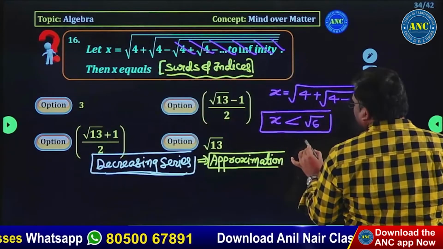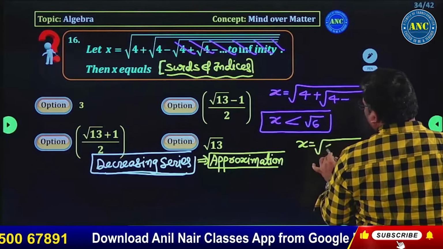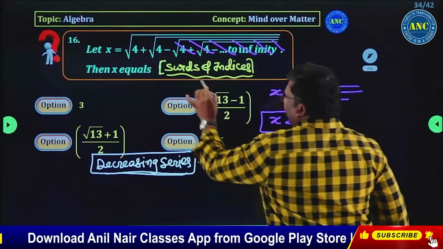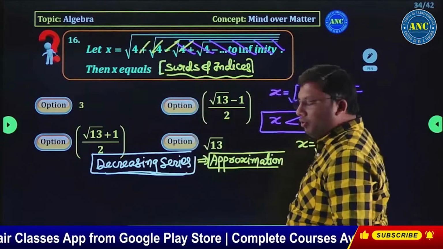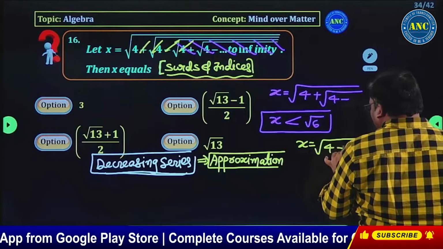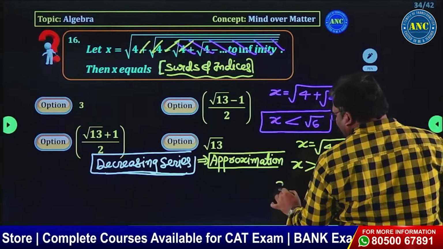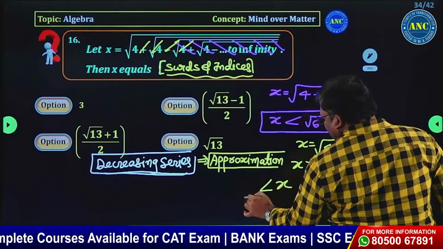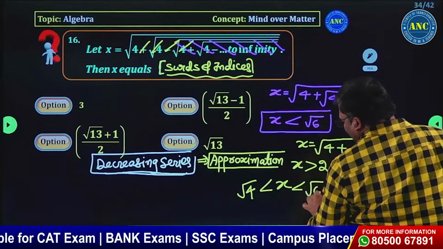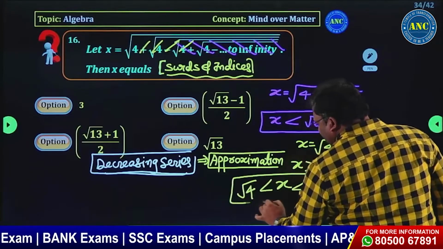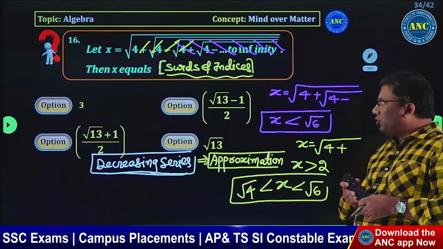Next, x is equivalent to root of 4. Assume this value is not there; root 4 is 2, but it is 4 plus, which means x is greater than 2, that is, greater than root 4. X lies from root 4 to root 6.